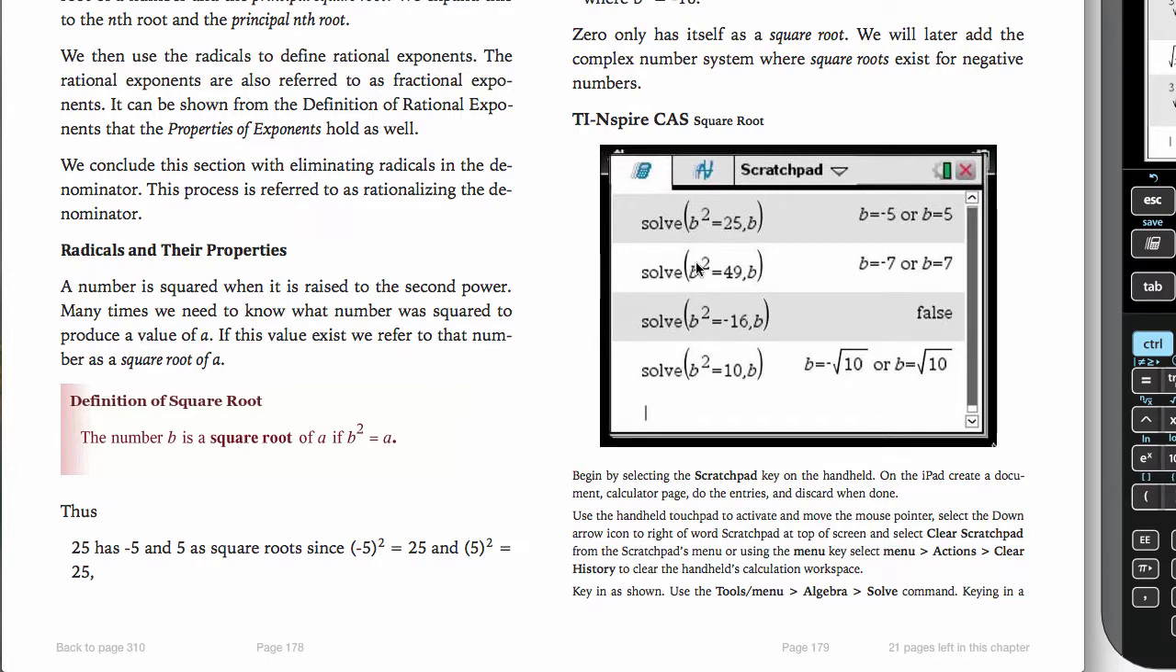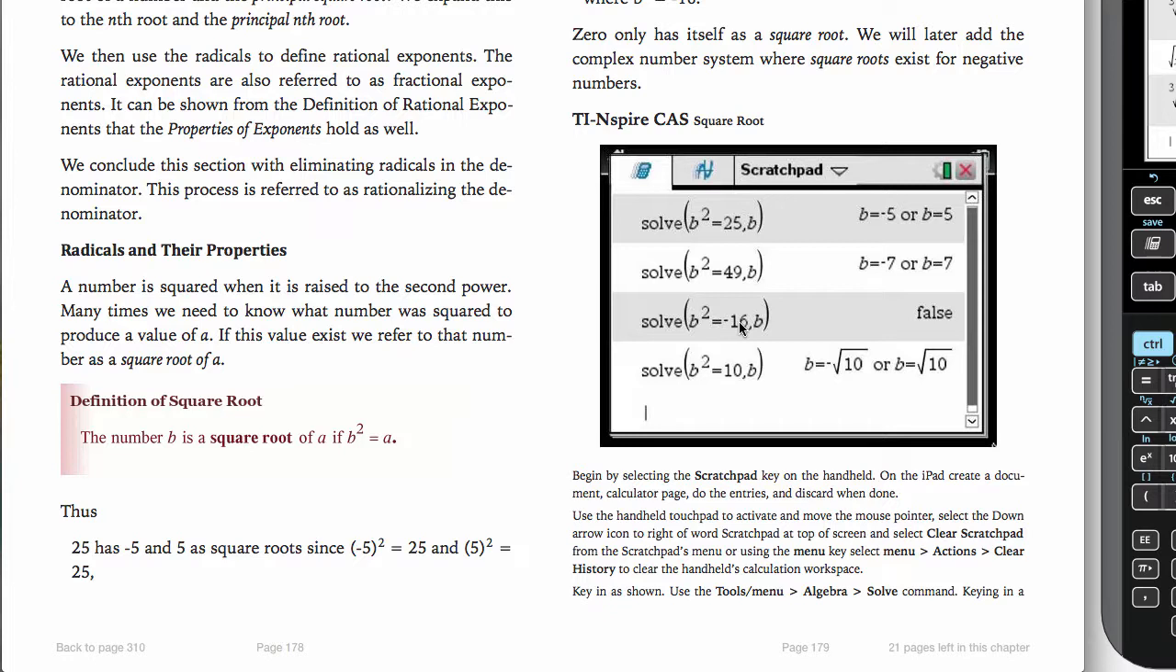If we take a look at b squared equals 25 and use the solve command, we see that we actually have two numbers that are square roots, either -5 or 5. If we look at 49, we have two numbers that can be equal to b squared equals 49, either -7 or 7. When we're dealing with a negative number, this turns out to be false. There is no number squared that gives us a negative.